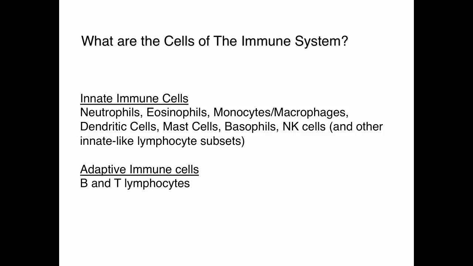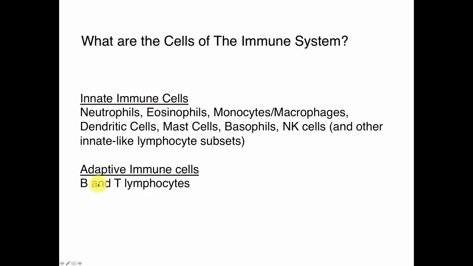These molecules interact with cells of the immune system, and as I said before, there are kind of 2 main ways of classifying cells of the immune system. There are innate immune cells and adaptive immune cells. And so there's this long list of innate immune cells, and we'll talk about some of these in more detail in a few minutes.